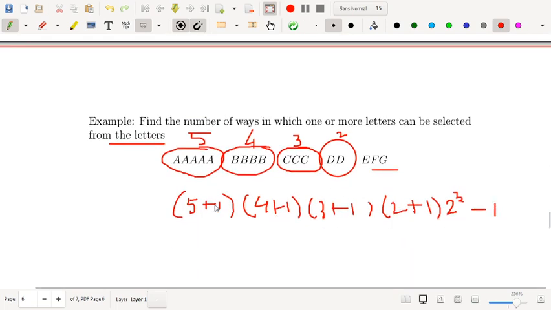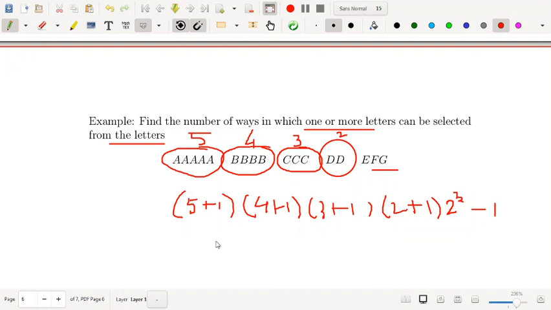Why minus 1? Because it includes the case where none of the things are selected, but your target is to select one or more letters, so there is a minus. So clear? This is how you deal with identical and different objects. I hope this concept is clear to you. If you forget about this, then go through the video repeatedly.